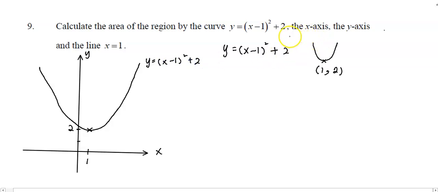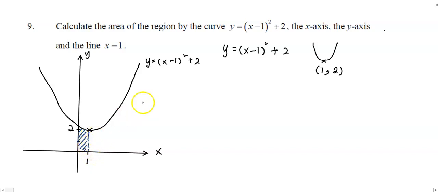Alright, so now we are going to get the area of the region bounded by this curve, the x-axis, the y-axis, and the line x equals 1. Basically, you are actually finding this area, which is bounded by the curve, x-axis, y-axis, and x equals 1.